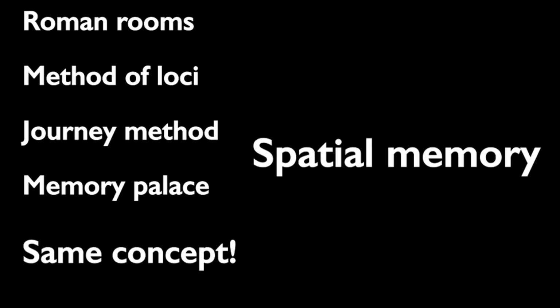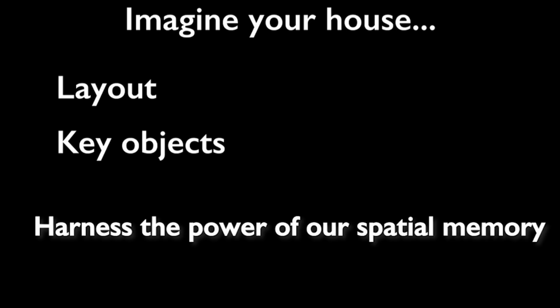So you might have heard of Roman rooms, the method of loci, the journey method, or a memory palace before, and you're wondering what the difference is. Well, they all refer to the same concept. The idea is our spatial memory is much stronger than our memory for abstract things such as words, numbers, or letters. If I ask you to imagine your house, apartment, or wherever you live, you should be able to easily visualize the layout of the house and location of key objects around the house. Roman rooms allows us to harness the power of our spatial memory.